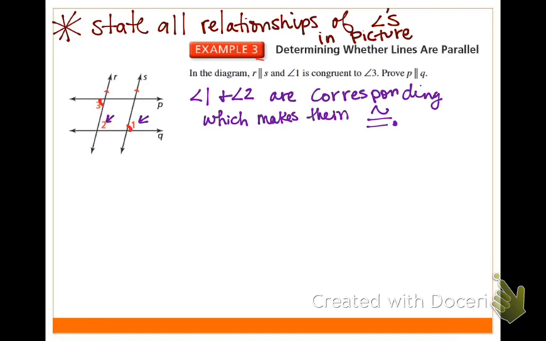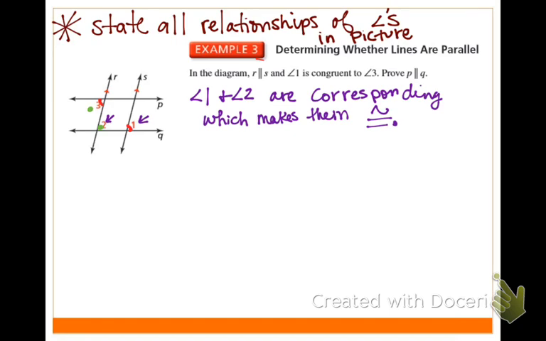So if angles 1 and 2 are congruent, that's what that symbol means, congruent. All right, what other relationship? We already know 1 and 3, 1 and 2. What other relationship can we talk about? 3 and 2.